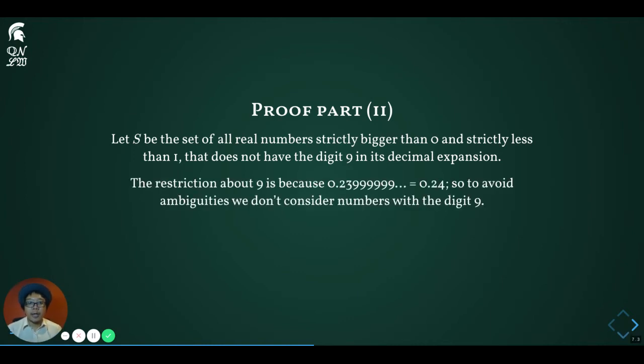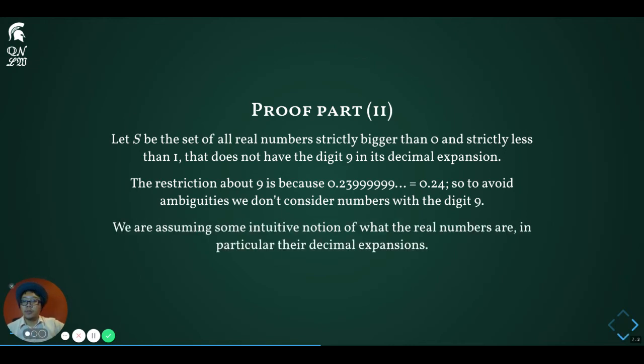The restriction about the digit 9 is to avoid a well-known problem in decimal expansions. For example, 0.2399999 and so on is the same number as 0.24. So there is some degree of ambiguity. By avoiding the digit 9, we avoid this possibility. Of course, I am assuming you have some prior knowledge about real numbers here, specifically that they have decimal expansions. Notice that every element of S has a decimal expansion with a 0 before the decimal point.